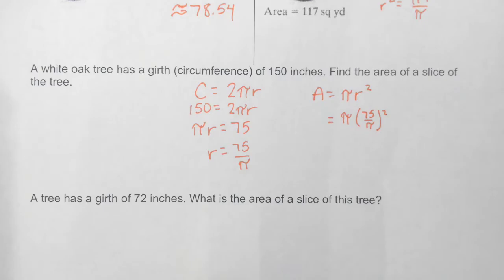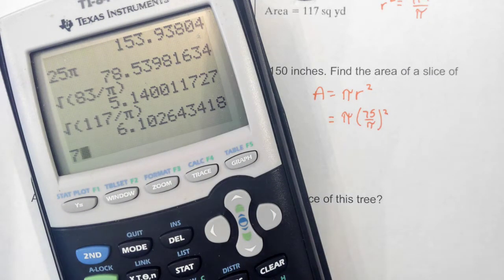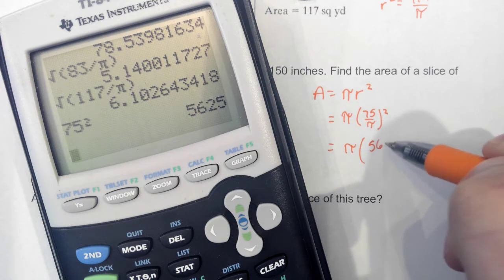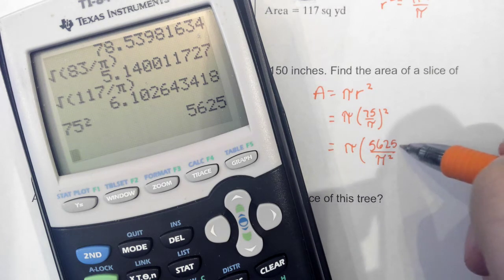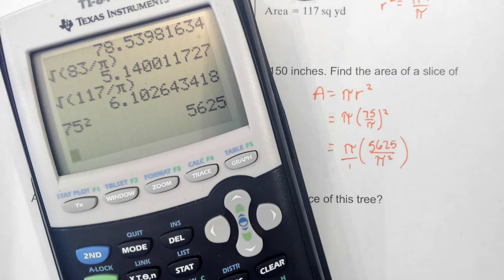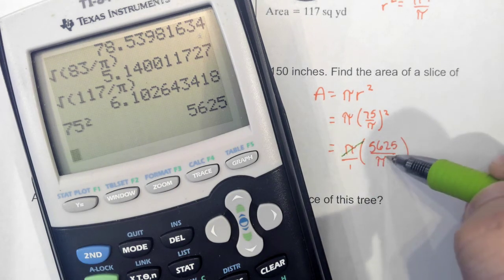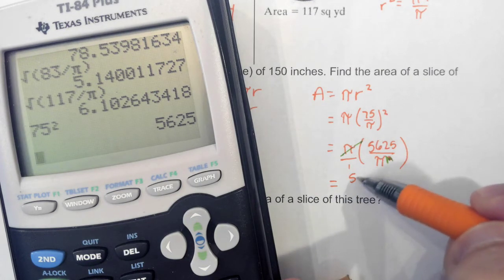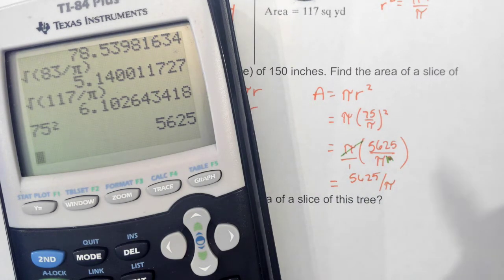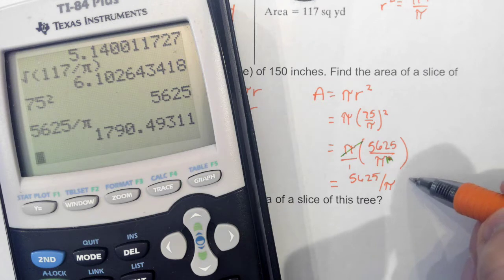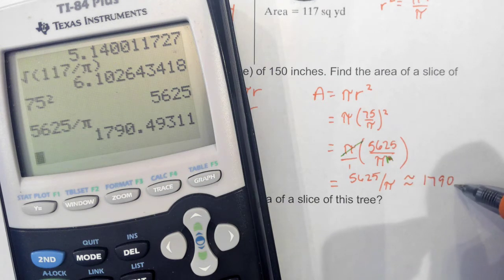If I square that, pull out my calculator again, it's going to be 75 squared, so that's going to be pi times 5625 over pi also squared, right? So we can simplify that. Remember, any whole number can be put over 1. One of these pi's can cancel each other out. So this pi will cancel with this extra pi, and that would be my exact area: 5,625 divided by pi. And then rounded to the nearest two decimal places, 5625 divided by pi gives you an area of 1790.49.